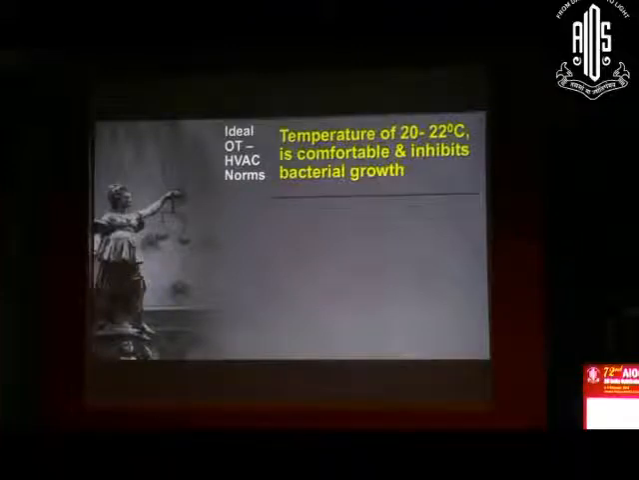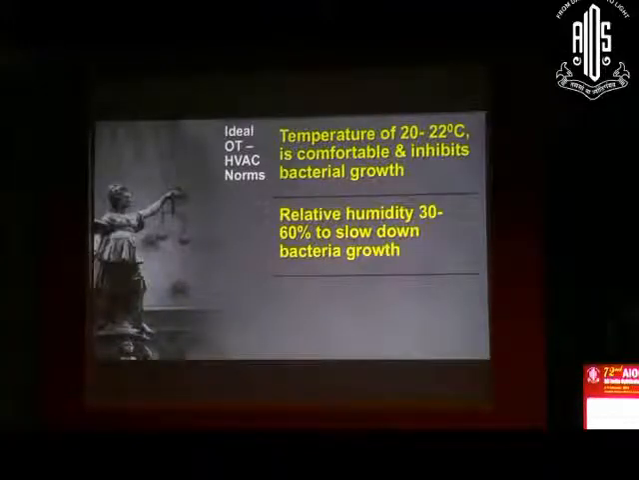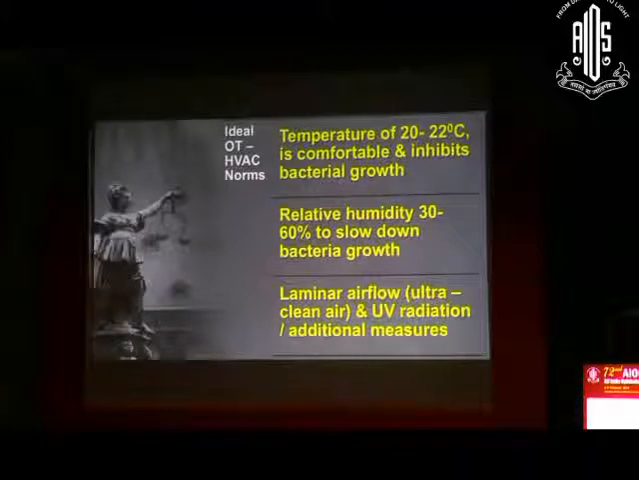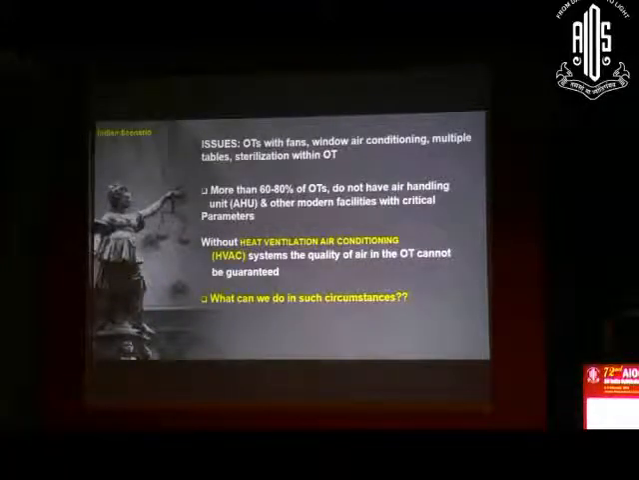So the ideal OT HVAC norms: the temperature ideally should be maintained between 20 to 22 degrees centigrade, which is comfortable for human beings and inhibits bacterial growth, and the humidity should be maintained at 30 to 60% to slow down bacterial growth. Laminar airflow is ideal, and UV radiation can be used as an additional measure in theatres which do not have laminar airflow. There are certain issues with our theatres: OTs with fans, windows, window air conditioning, multiple tables, and sterilization within the OT. More than 80% of OTs do not have air handling units, hence I'll be discussing more on this fumigation technique. Without HVAC, fumigation would be necessary.